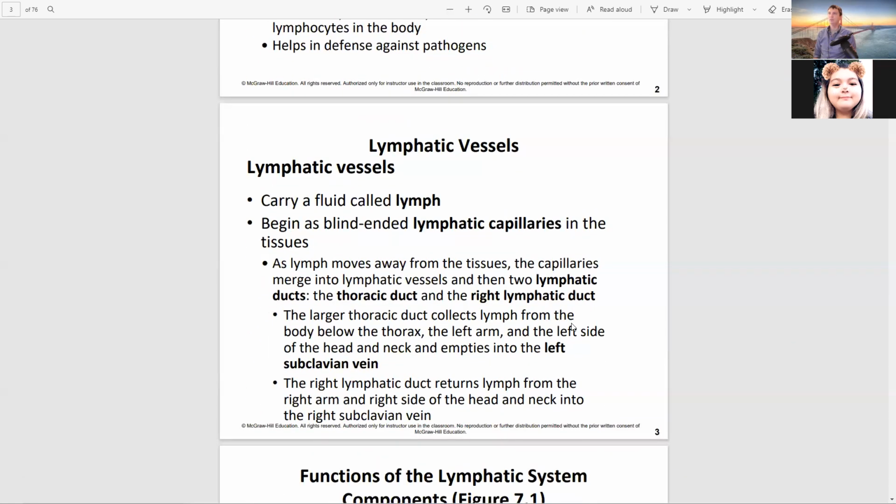So lymphatic vessels carry a fluid called lymph and begin as blind-ended lymphatic capillaries in the tissues. As lymph moves away from the tissues, the capillaries merge into lymphatic vessels and then two lymphatic ducts, the thoracic duct and the right lymphatic duct. The larger thoracic duct collects lymph from the body below the thorax, the left arm and the left side of the head and neck, and empties into the left subclavian vein. The right lymphatic duct returns lymph from the right arm and right side of the head and neck into the right subclavian vein.